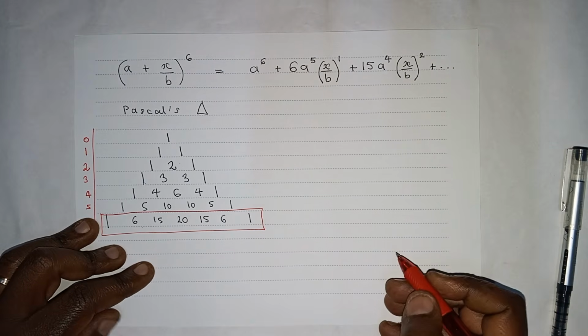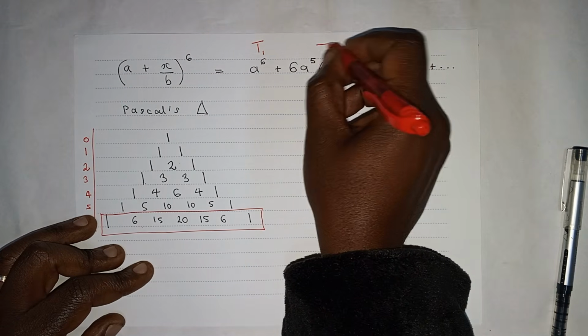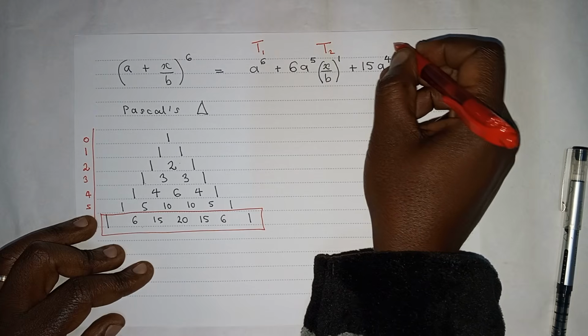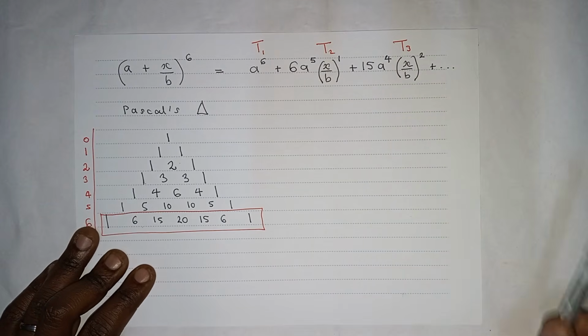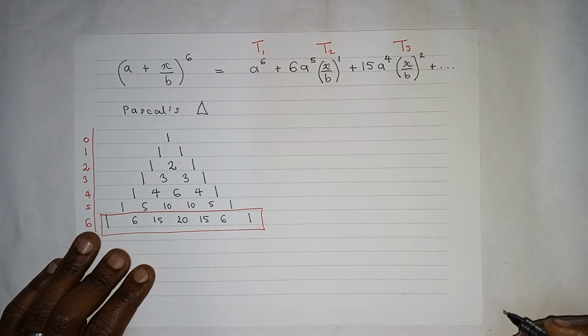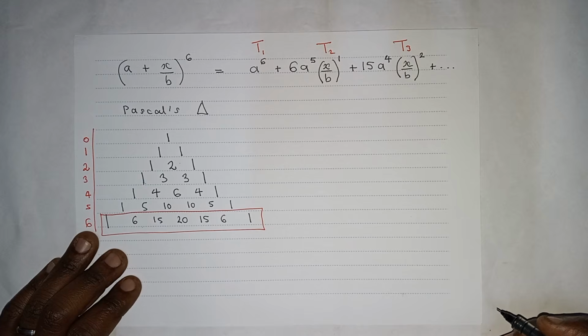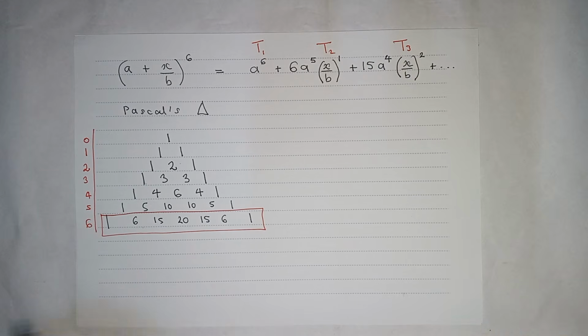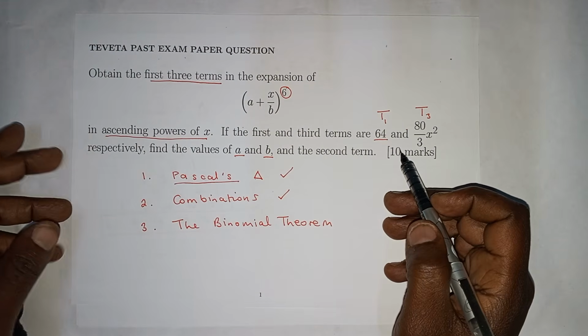So these are the first three terms of the expansion. Term 1, term 2, and term number 3. We have obtained the first three terms of the expansion. Notice we have also been told in the question that the first term is equal to 64.